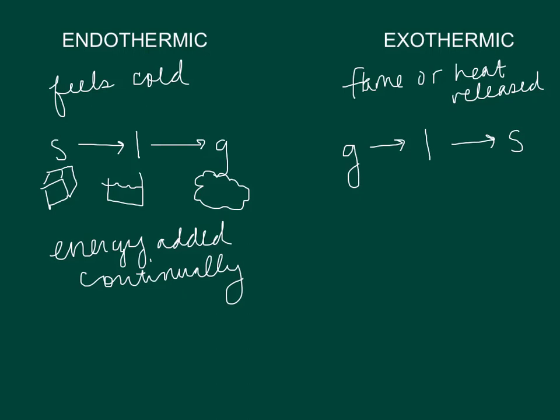Now, sometimes you might have seen carbon dioxide go straight from a solid to a gas. And that's a new term. To go straight from a solid to a gas, we call that sublimation. That's also an endothermic reaction because it's absorbing energy from the surroundings to go straight from a solid to a gas.